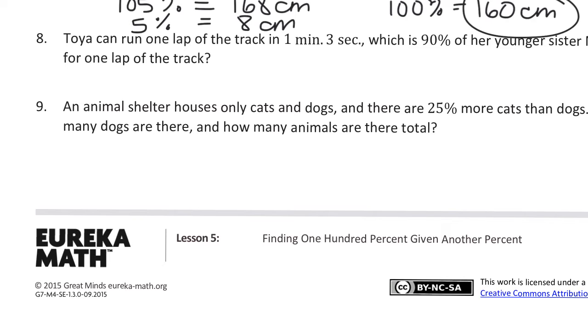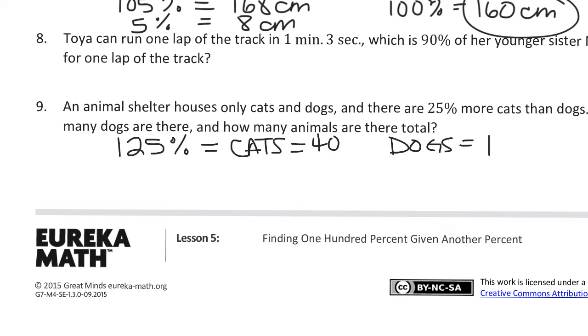Okay. So 125% equals the amount of cats, which we were told was 40. So there's 25% more cats than dogs. So dogs equals the 100%.